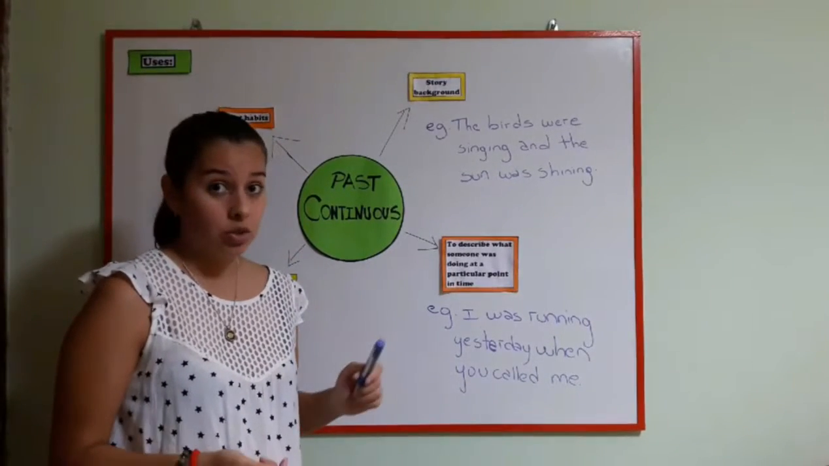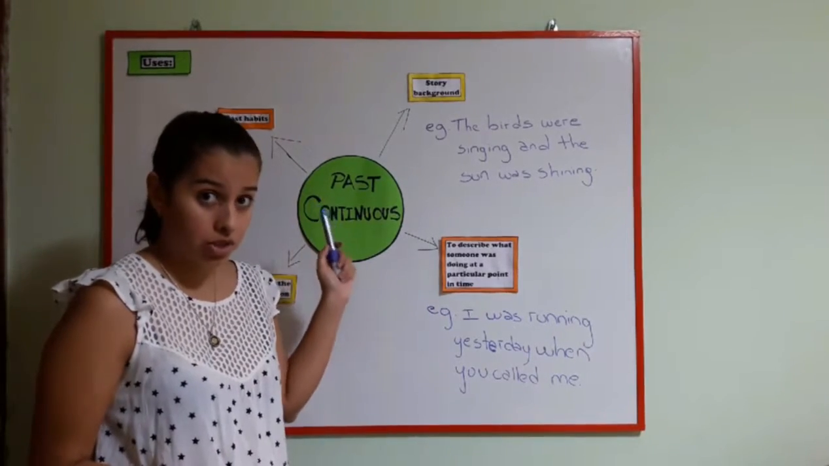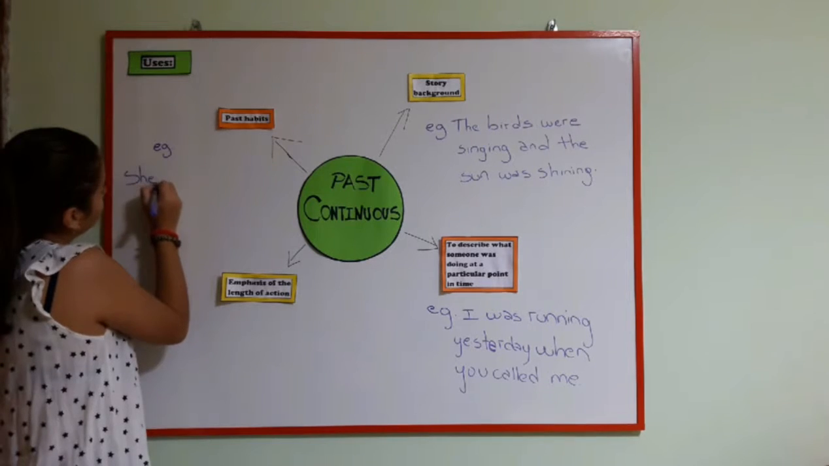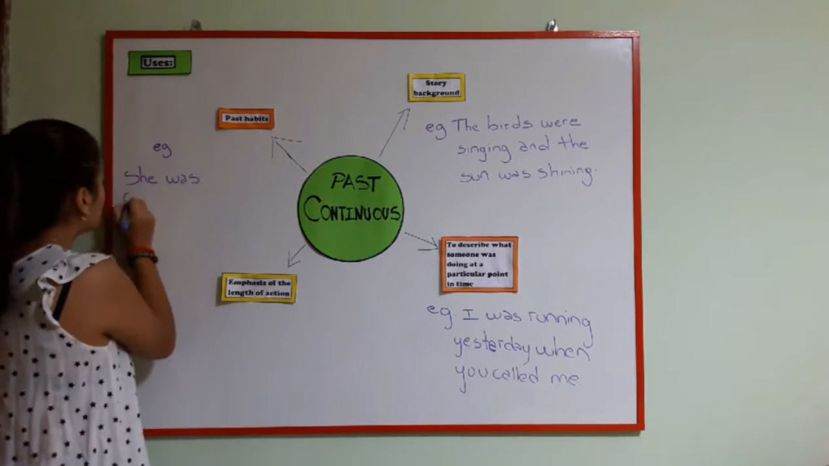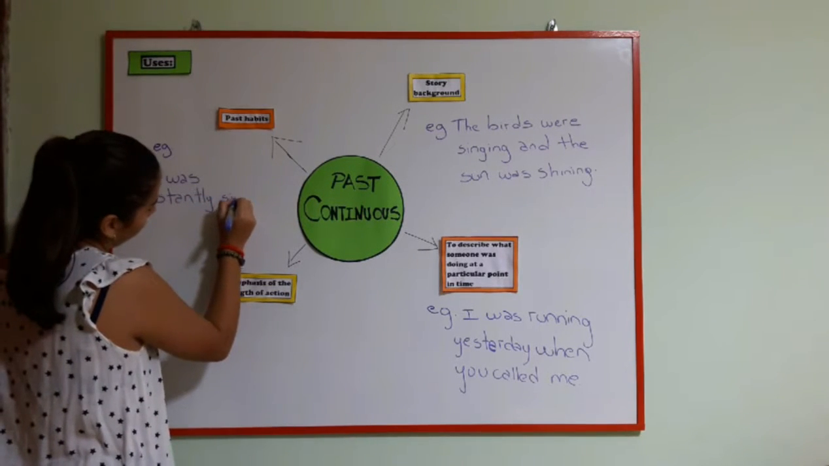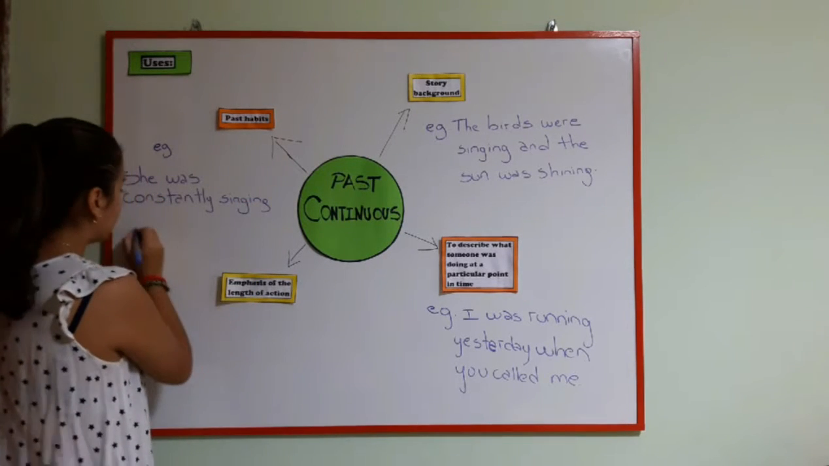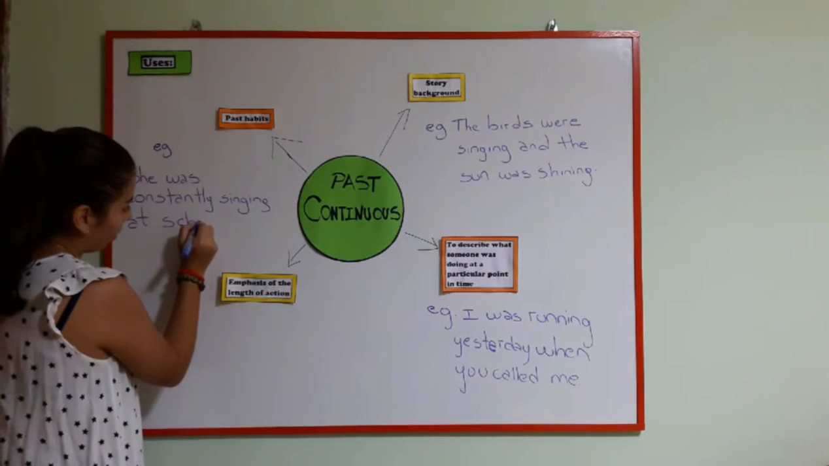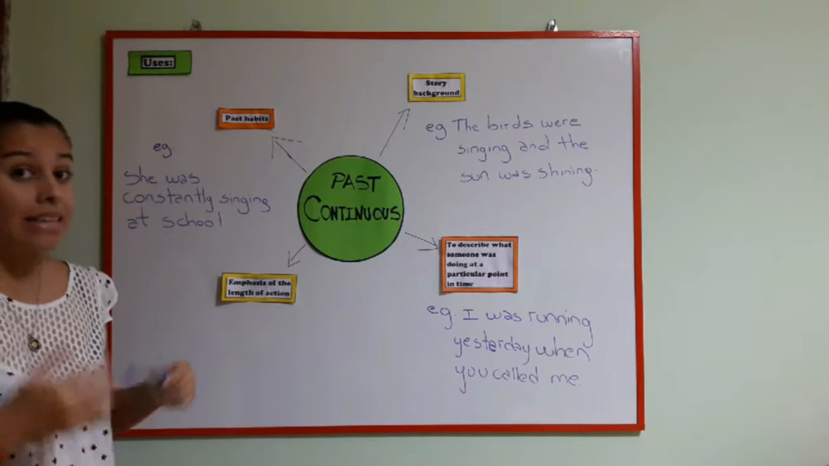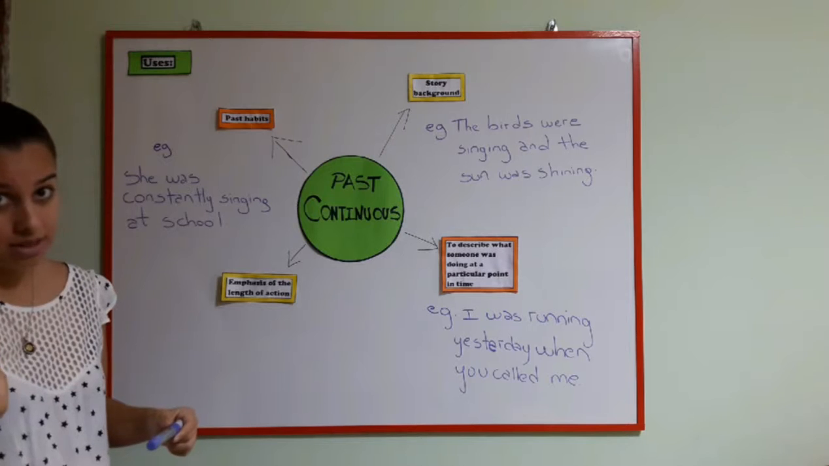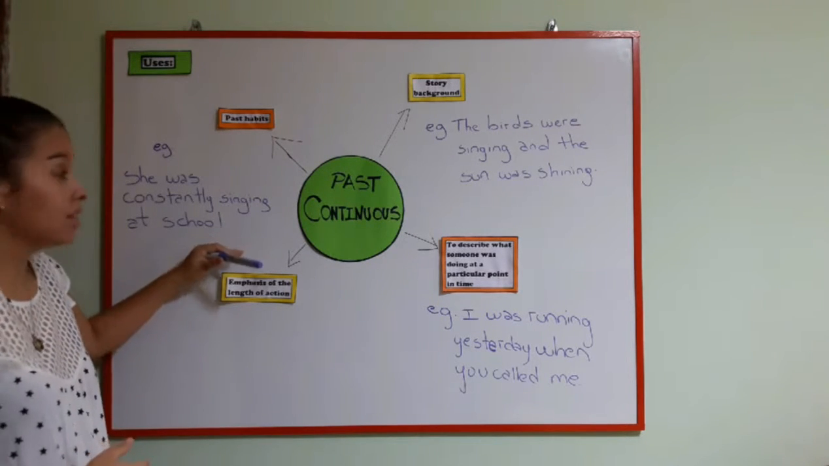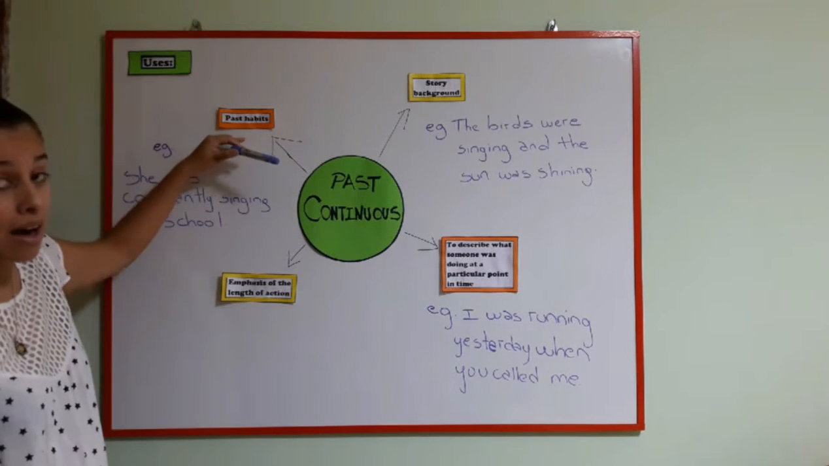Another use of the past continuous is to talk about past habits. Okay? For example, she was constantly singing at school. Yes, it's an activity that she always was doing in the past. Yes, when she went to school, she was always singing, okay? Always, constantly singing. It's a past habit.